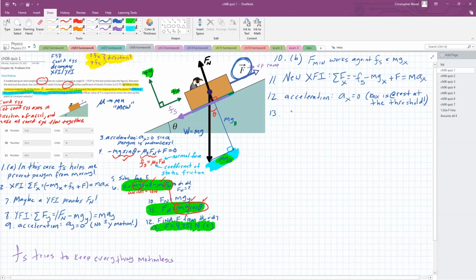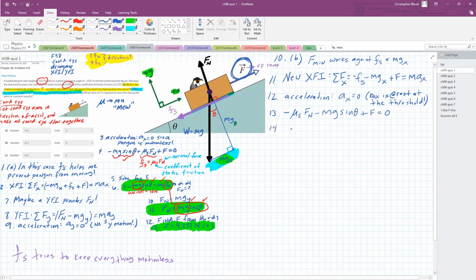So then let's update this. I have, from process number 11, minus F sub S, which is minus mu sub S times F sub N. We've seen that before. Minus MGX, it's the same trig, MG sine theta. We've seen that before. Yes, plus F equals 0.